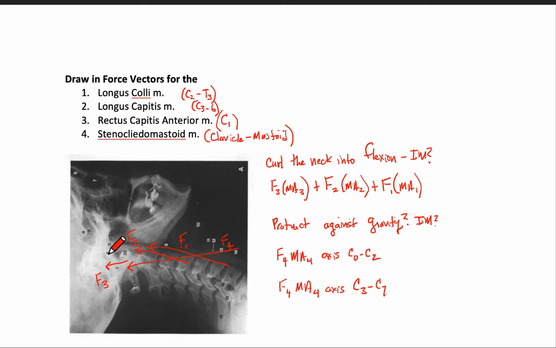What if you try to curl your spine up where you flex every single segment? Well, if you do that, it becomes obvious you can't use your sternocleidomastoid because it's going to extend the upper cervical spine because its moment arm runs posterior to the upper cervical segments and anterior to the lower cervical. So if you try to curl your spine up, you're really using the combination of the longus colli, the longus capitis, and the rectus capitis anterior to do that.